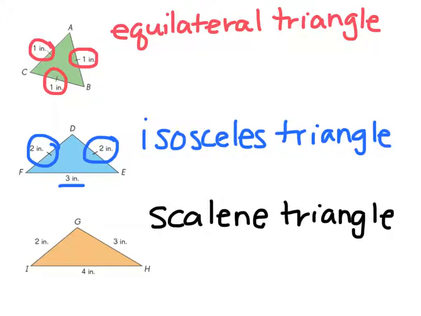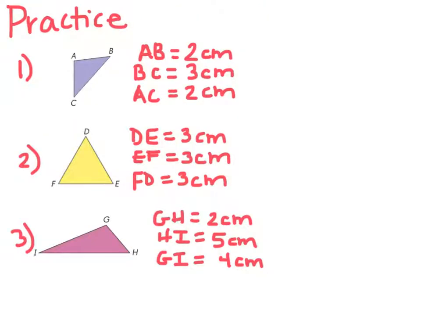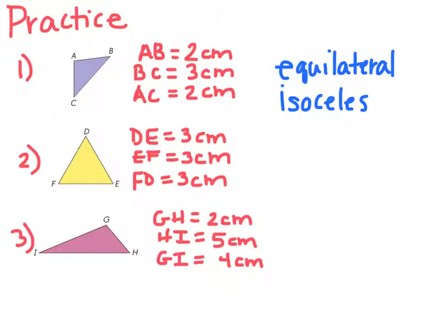In a scalene triangle, all three sides have different lengths. Notice here that line GI is 2 inches, line GH is 3, and line IH is 4. None of the sides have an equivalent length, so this is a scalene triangle. Now apply this on your own. In triangles 1, 2, and 3, I've given you the three side lengths. Please identify these triangles as being either equilateral, isosceles, or scalene.